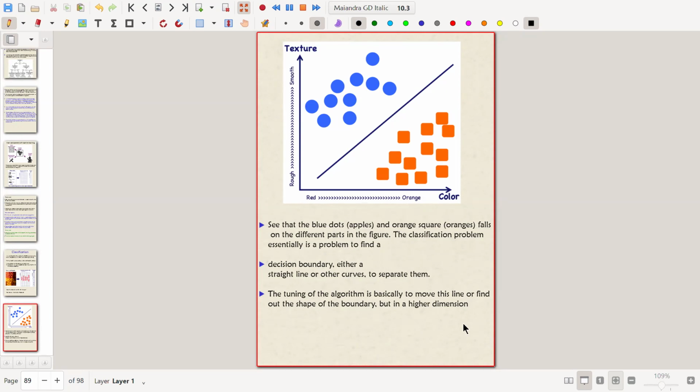So you can see machine learning has classified it. What does it mean? If it is classifying, it means that it will separate them. That means you will have a decision boundary. That's the main concept in mathematical terms. The boundary can be either a straight line or a curve. We will see code in Python soon where normally it's a straight line, but you can have a curve also. The tuning of the algorithm is basically to move this line and find out the shape of the boundary.